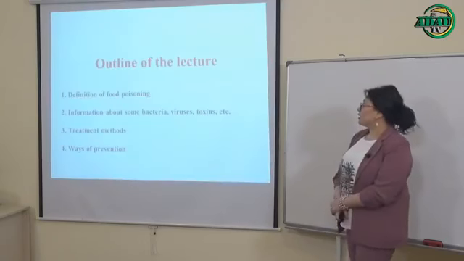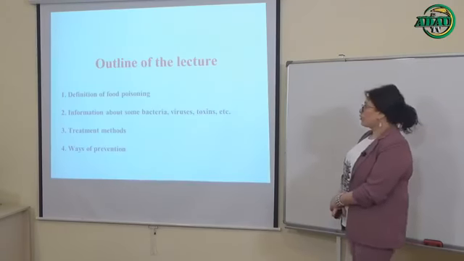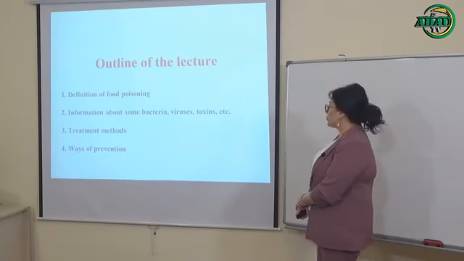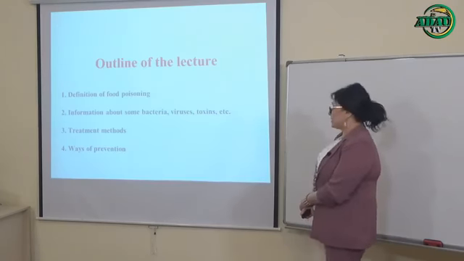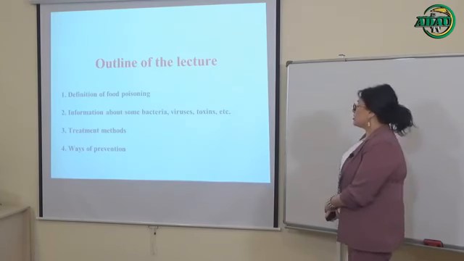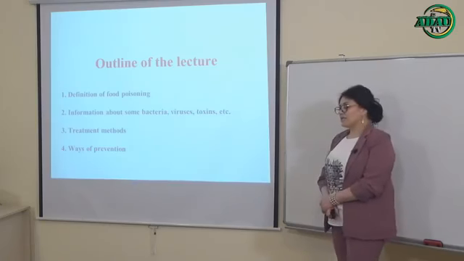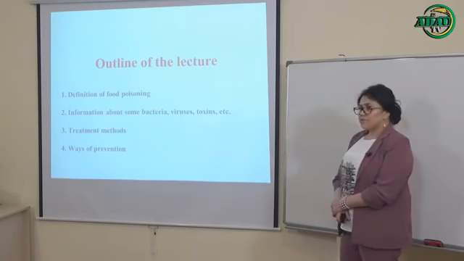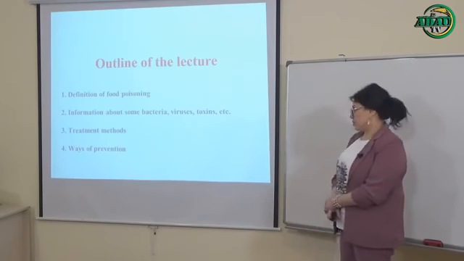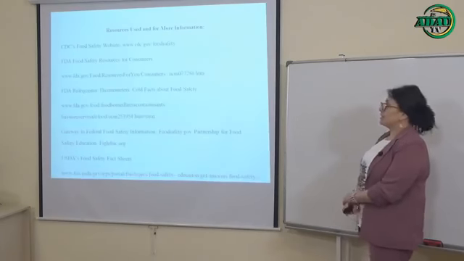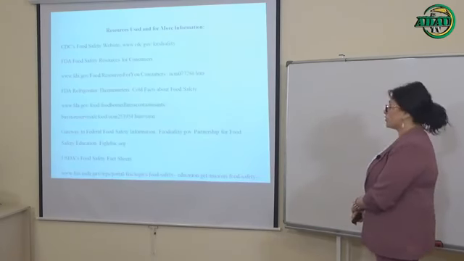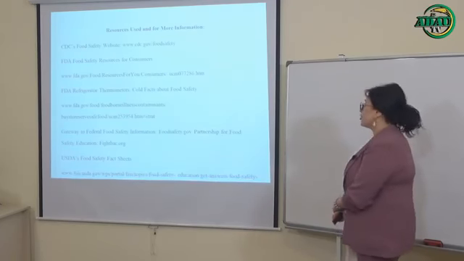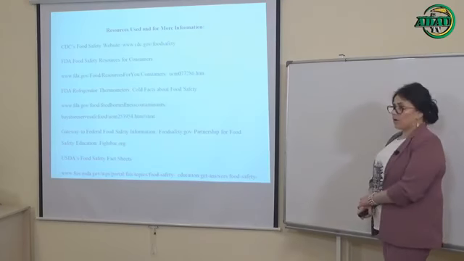Okay, so the outline of the lecture. First of all, I will give you the definition of food poisoning: what is food poisoning, how it is happening, and etc. Information about bacteria, viruses, toxins which cause food poisoning, some treatment methods, and ways of prevention. Some resources which I used for our today's lecture. These websites, and from these resources you can get more information about food poisoning.